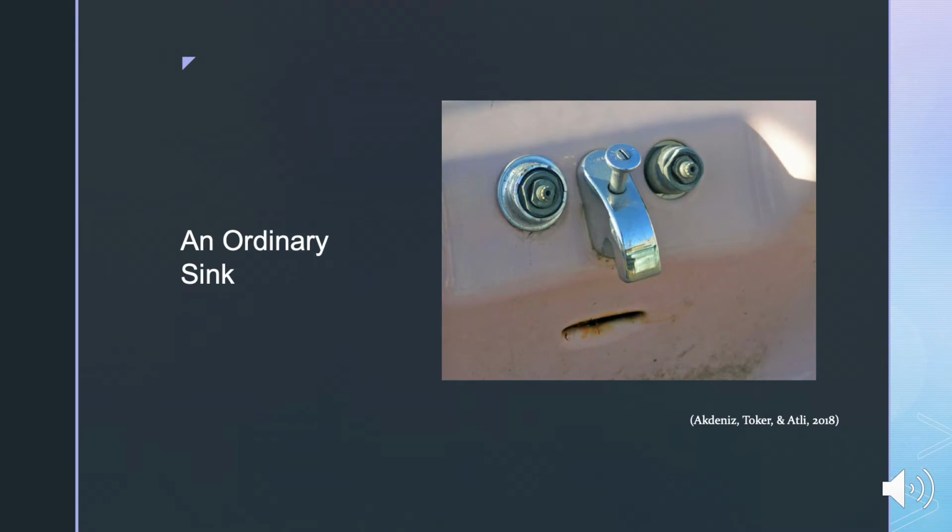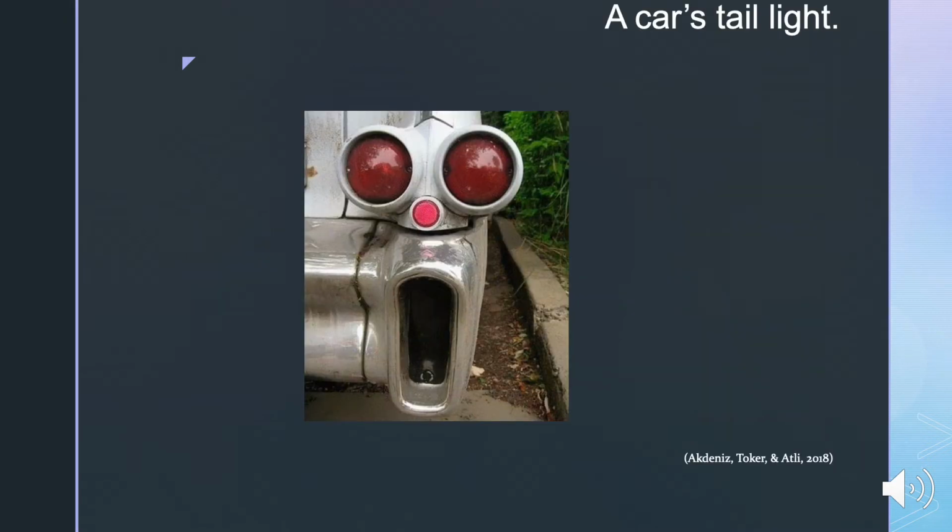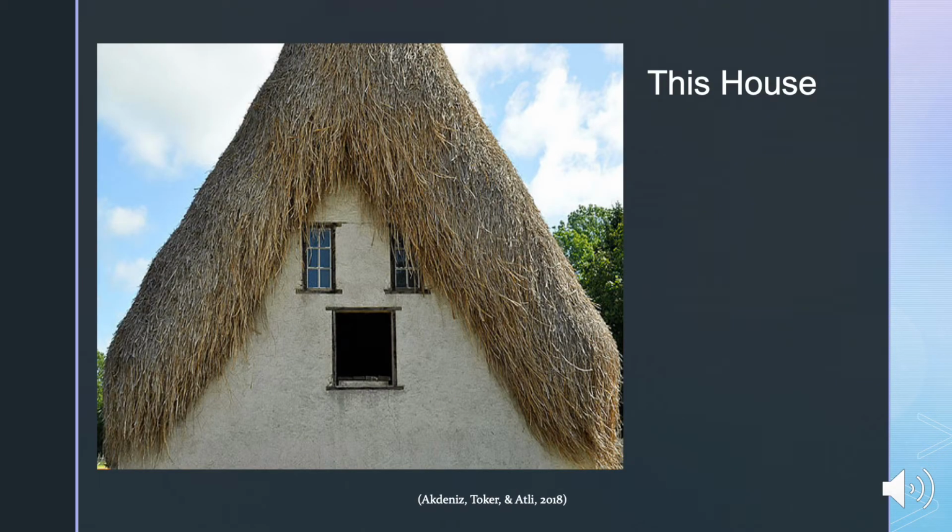Starting with this picture of an ordinary sink. What about this picture of a car's tail light and exhaust? Finally, what do you see when you look at this house? If you saw faces in these objects, then you would be like most people.